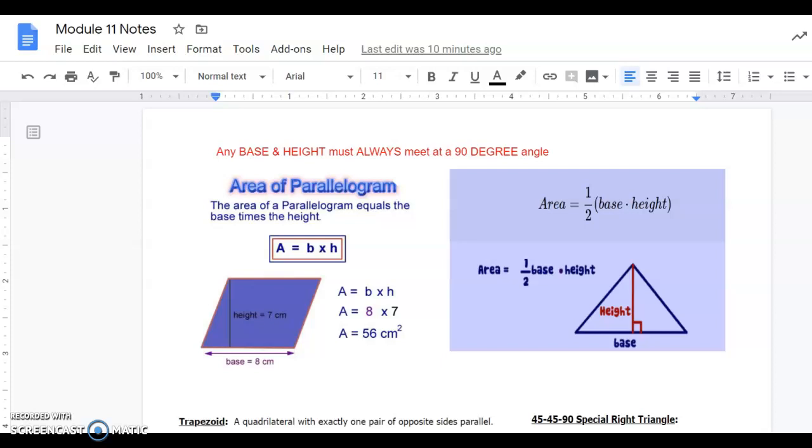Hey everyone, this is day 2 of finding area. Today we're going to find the area of kites, rhombuses, circles, and sectors.